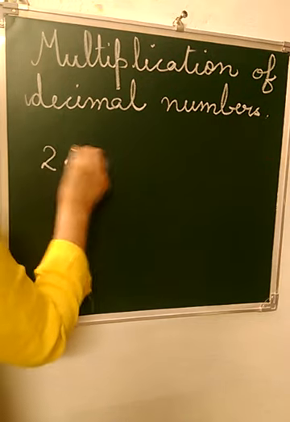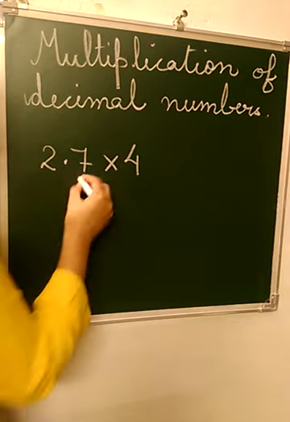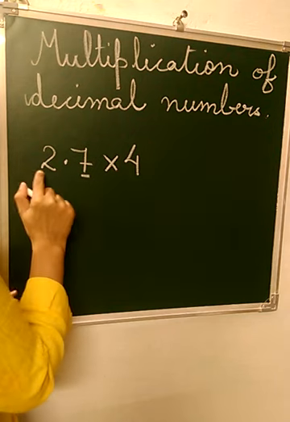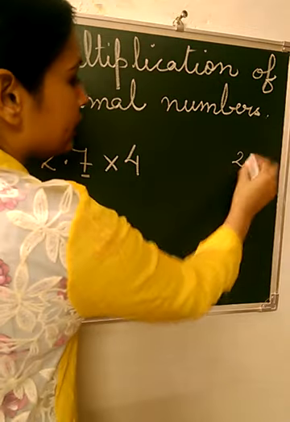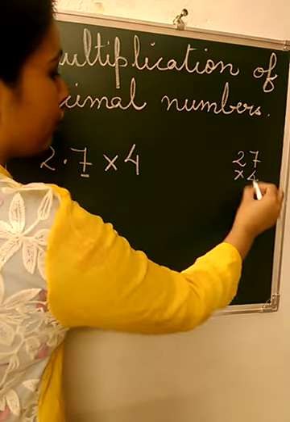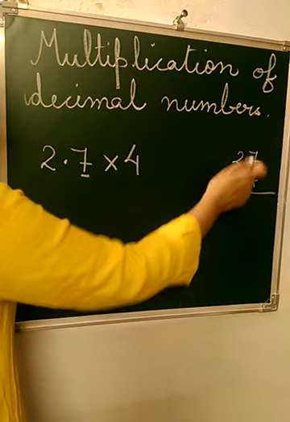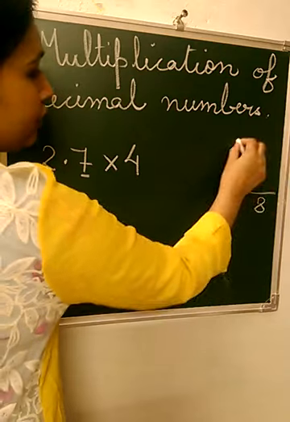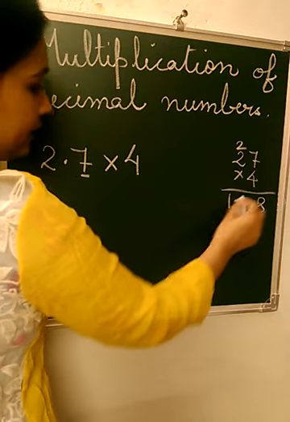Let's take an easy example, suppose 2.7 into 4. Is there a decimal place? Yes, there is a decimal place. So first and foremost, we will multiply the numbers as it is, that is 27 into 4. Now we will read the table of 4 7 times and then table of 4 2 times, that is 7 4s are 28 and 4 2s are 8, which is 9, 10.